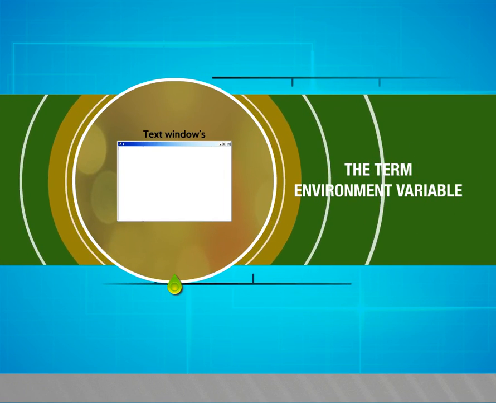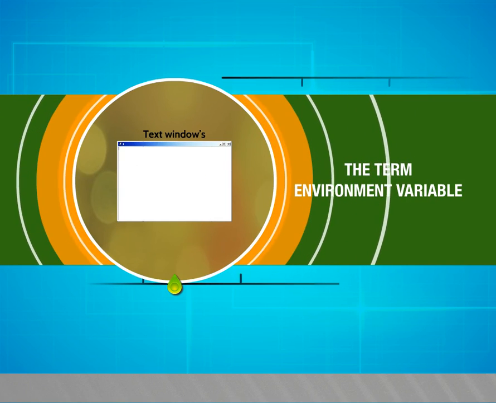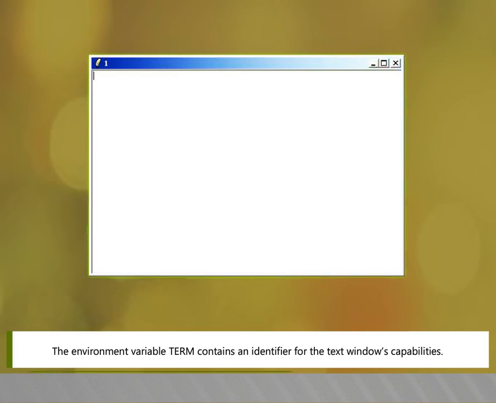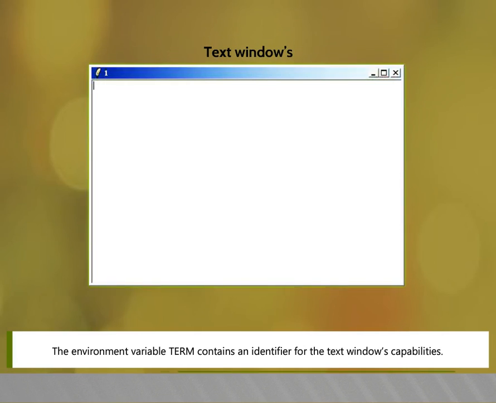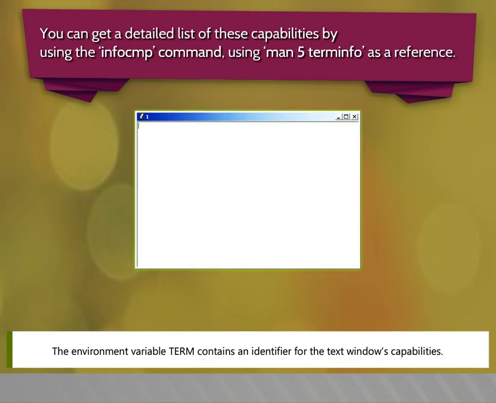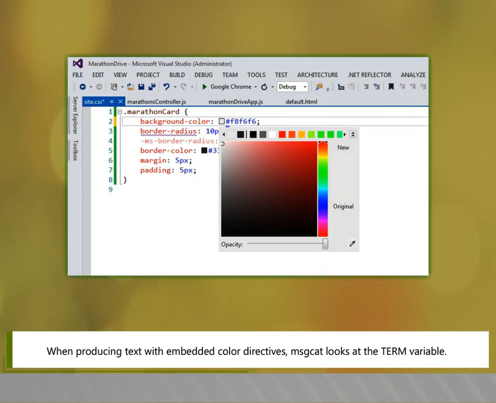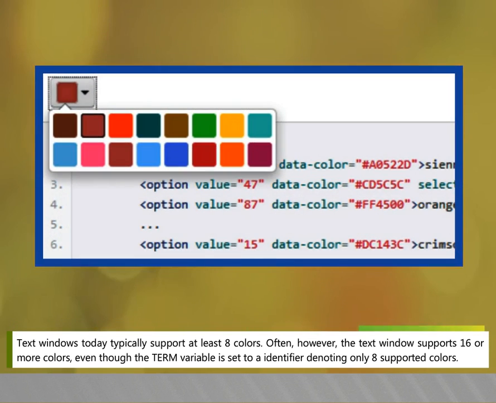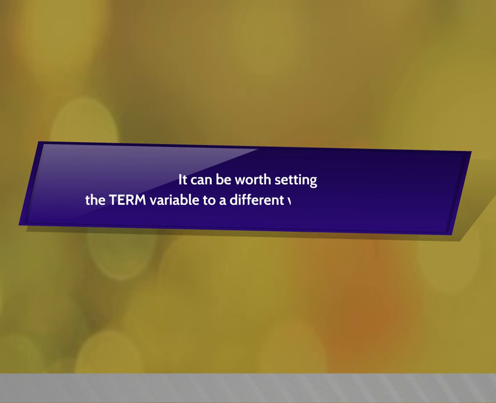The TERM environment variable. In this video, we are going to see about the TERM environment variable. The TERM environment variable contains an identifier for the text window's capabilities. You can get a detailed list of these capabilities by using the infocmp command, using man 5 terminfo as a reference. When producing text with embedded color directives, message_cat looks at the TERM variable. Text windows today typically support at least 8 colors. Often, however, the text window supports 16 or more colors, even though the TERM variable is set to an identifier denoting only 8 supported colors. It can be worth setting the TERM variable to a different value in these cases.